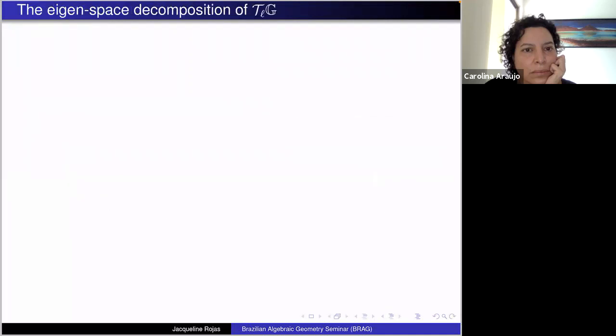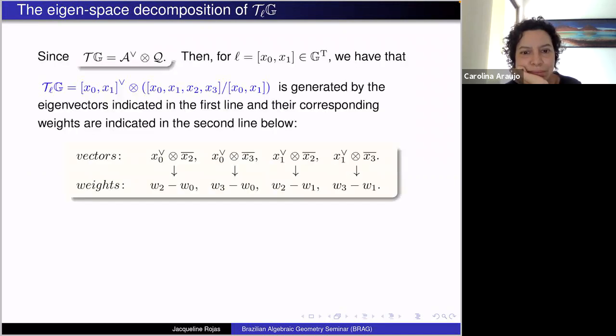Okay, now we go to the second part, which is to determine the equivariant Chern class. That begins with the tangent here, since the tangent of the Grassmannian is given by the tensor product of the dual of A, yes, this is the tautological bundle, with the quotient Q.